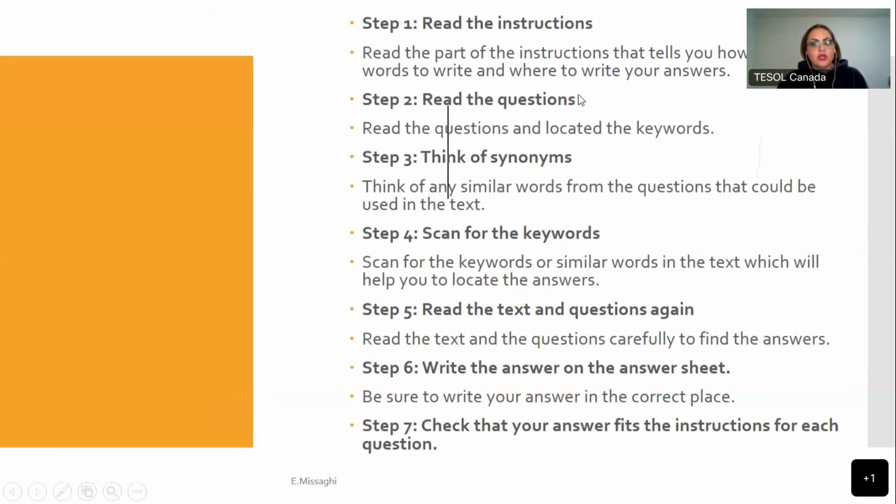For example, for short answers, they should know how many words they're permitted to use. So underline the number of words. And even think of synonyms. Think of any similar words from the question that could be used in the text.